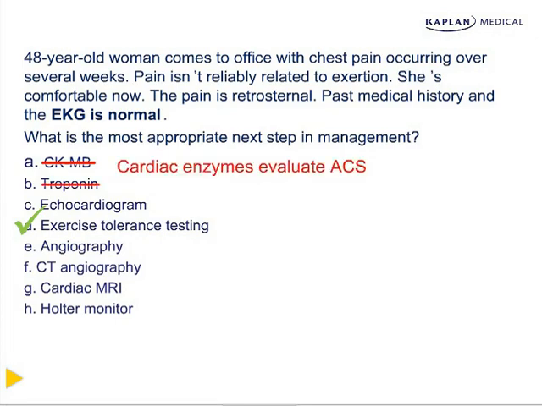CKMB and troponin levels are only for when you have an acute person who is in the emergency department. ACS means an acute coronary syndrome. The echocardiogram looks for valve disease, valve disease, wall motion, and the EF, which is the ejection fraction. So at some point it may be that she needs an echocardiogram, but certainly not first.